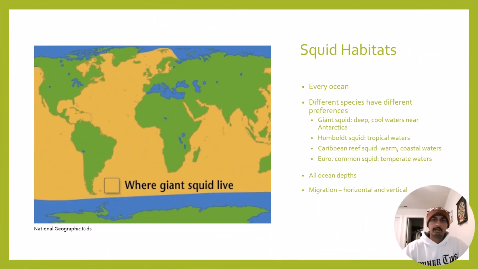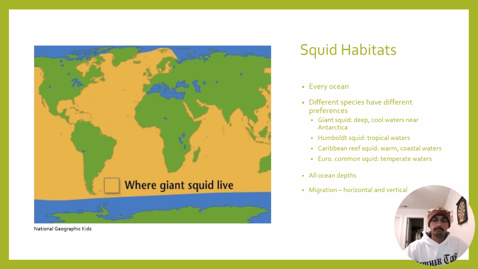So, squid habitats. Where are all these species found? Well, squid exist in literally every ocean out there. You can see on this map here that squid live in all the yellow parts, so it just excludes stuff like the Mediterranean Sea, the Great Lakes, and some smaller landlocked bodies of water. Different species are obviously going to be found in different kinds of water. Giant squid prefer deep, cold water. The Humboldt and Caribbean reef squids prefer warmer, tropical waters. The common squid just prefers normal temperate waters, and they have adaptations suited for this.